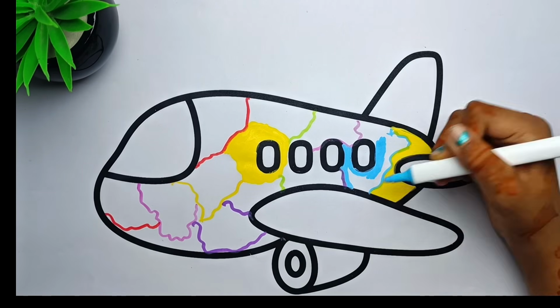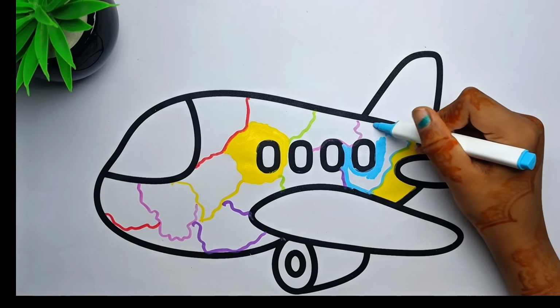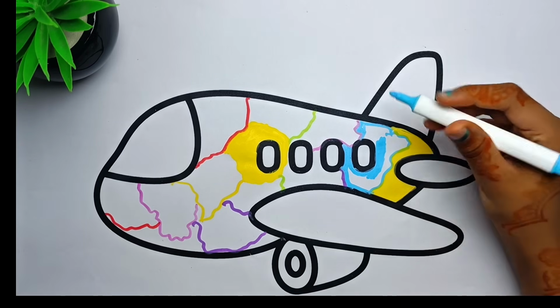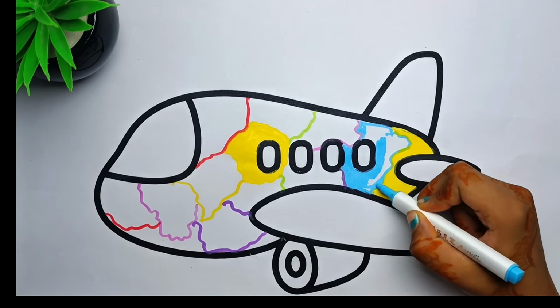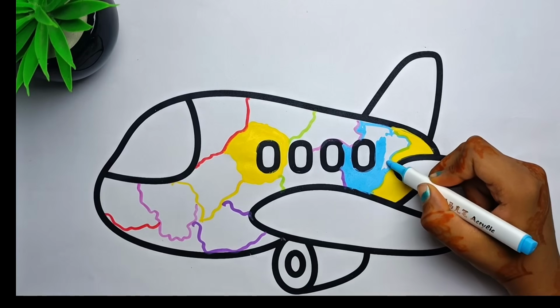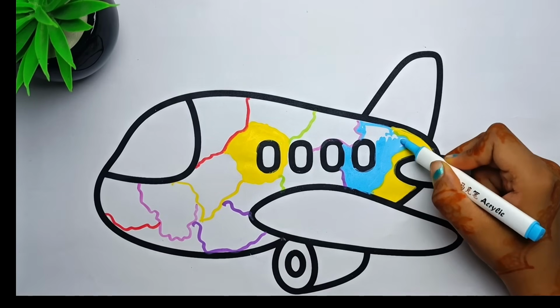Spelling of blue. Blue is the color of sky. I like the blue color. It's looking so beautiful in this plane.